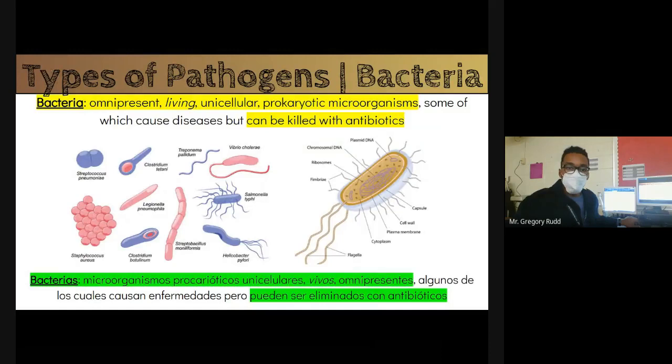The first type of pathogen that we'll discuss is called a bacterium. The word bacteria is plural, actually. So a singular bacteria is called a bacterium. It's that Latin background.